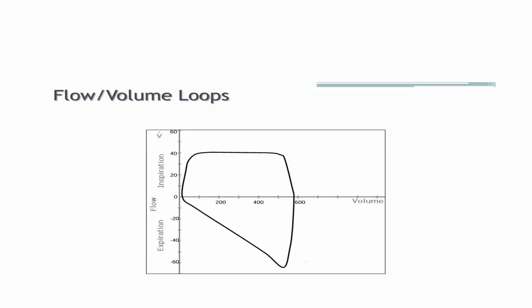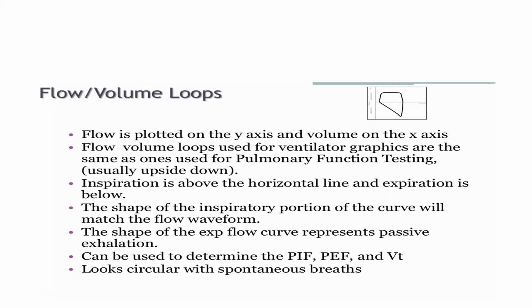Now, this is the flow volume loop. In the flow volume loop, the flow is plotted on the y-axis and the volume is on the x-axis. The flow volume loop used for ventilator graphics is the same as the one for the pulmonary function test. Inspiration is above the horizontal line and expiration is below.